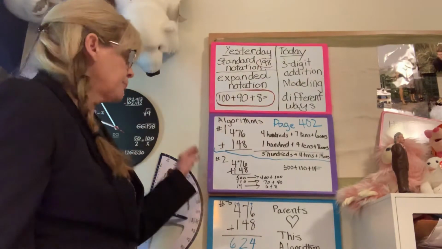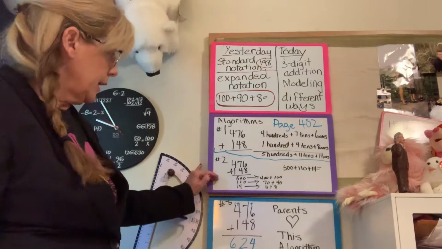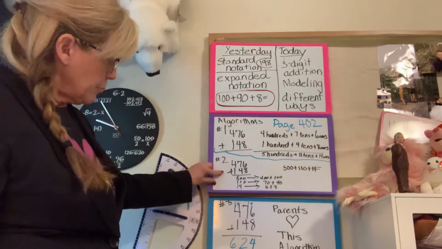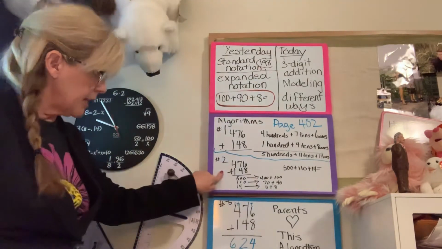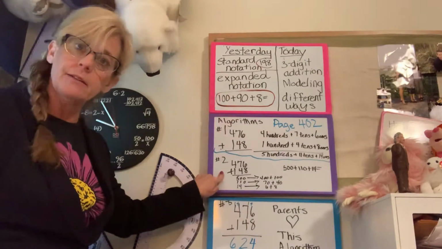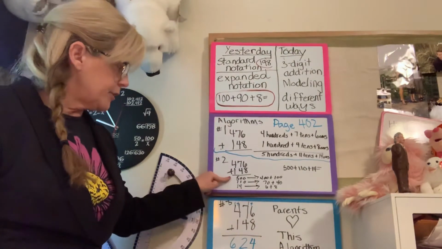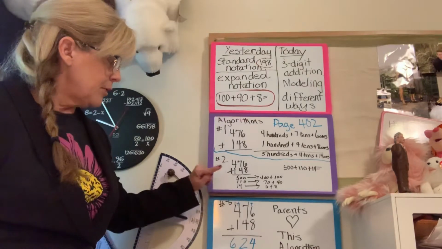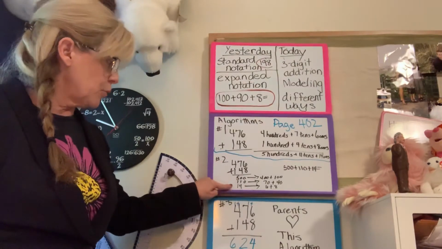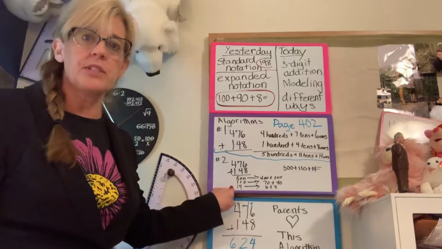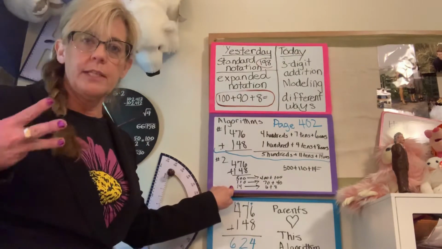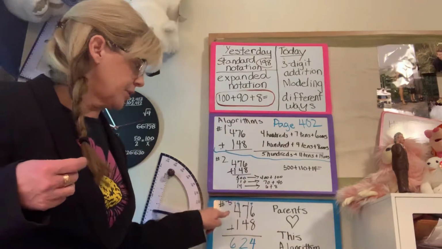And then the second algorithm right here is where you set the problem up. You put the 2 named digits, 476, 148. You put one on top of the other. You add your hundreds, you add your tens, you add your ones, and then you add those 3 numbers together. So you're adding 3 digits together to get the final answer.